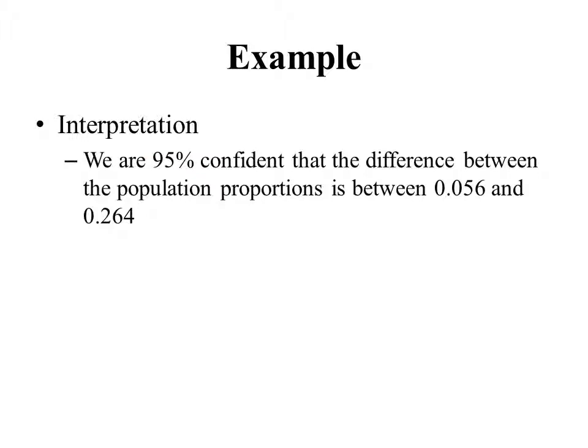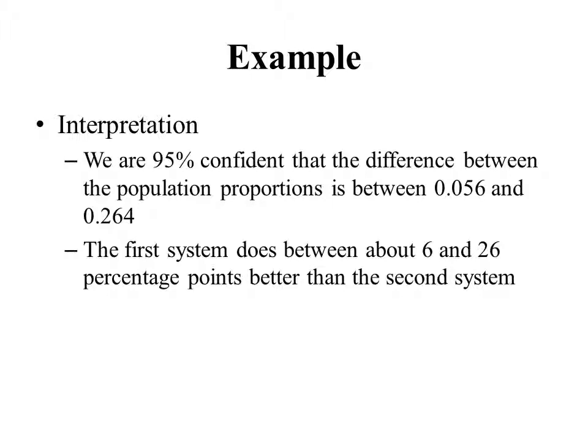Now the 95% confidence level here means the same thing as it did in previous sections. It means that if we were to construct a whole bunch of different confidence intervals using data from a whole bunch of different samples, then about 95% of those confidence intervals would contain the true difference of the population proportions. Now, what this means in maybe less technical terms is that the first system does between about 6 and 26 percentage points better than does the second system. And so that indicates that the first system really is better than the second system. And so our original suspicion was confirmed by this confidence interval.